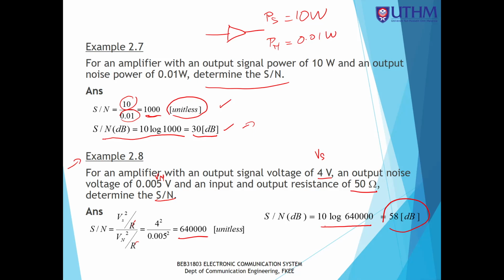So you see that the good thing about using decibel is that we can change the big value like this, 640,000, to become only 58. This is the beauty of decibel. The good thing of using the decibel, easy to do the calculation.